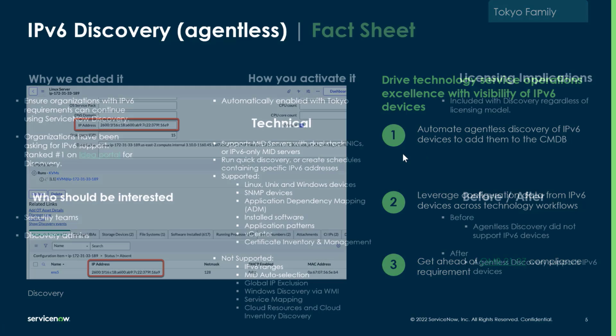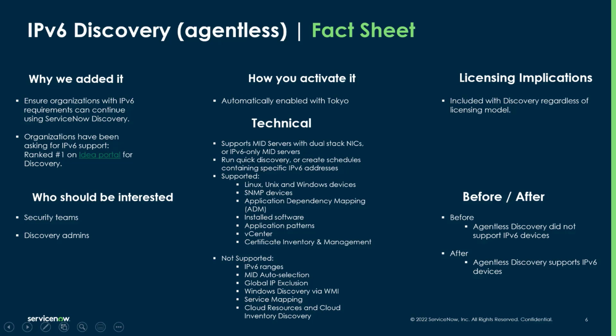I also want to provide fact sheets for a few of the topics that we are covering. So here we can see why we're adding IPv6 discovery, how you can go ahead and activate it. In this case, it's going to be automatically enabled with Tokyo. A few technical pieces here, as well as some before and after value improvements that you may be able to find within your organization.